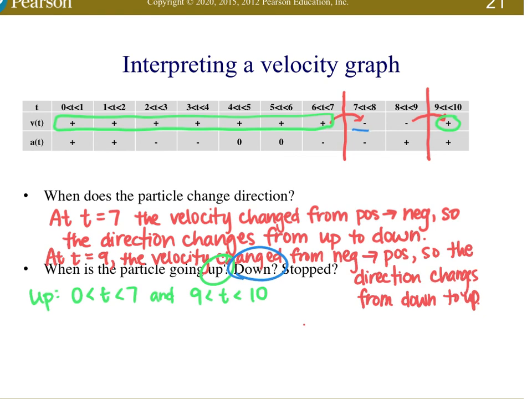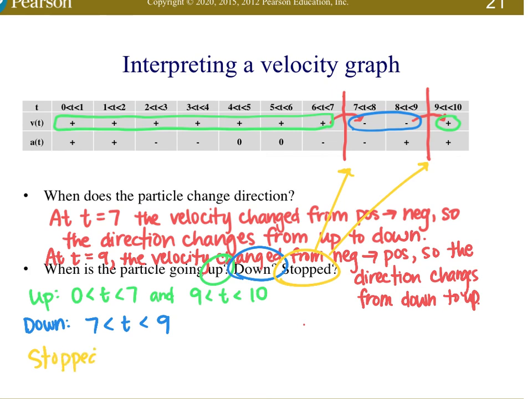So when is it going down? I'll do that in blue. Down is the negative velocity. So down is from 7 up till 9. And then stopped. Stopped is correlated directly to these same two positions again. So stopped would be at time equals 7 and time equals 9. So notice that stopped is the only one that's answered with equal signs, but up and down are answered as intervals, with inequalities.